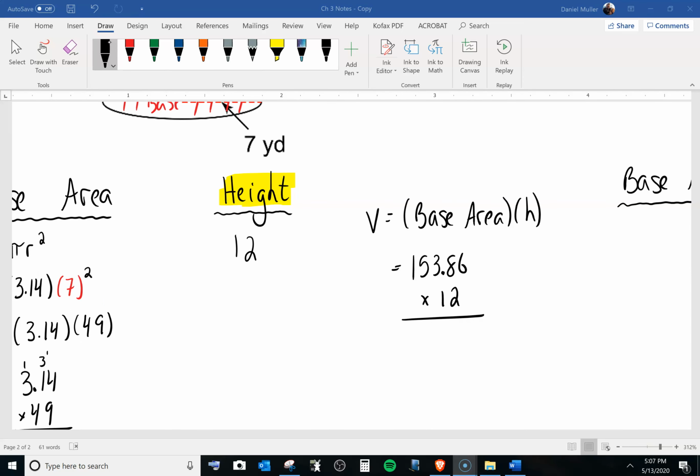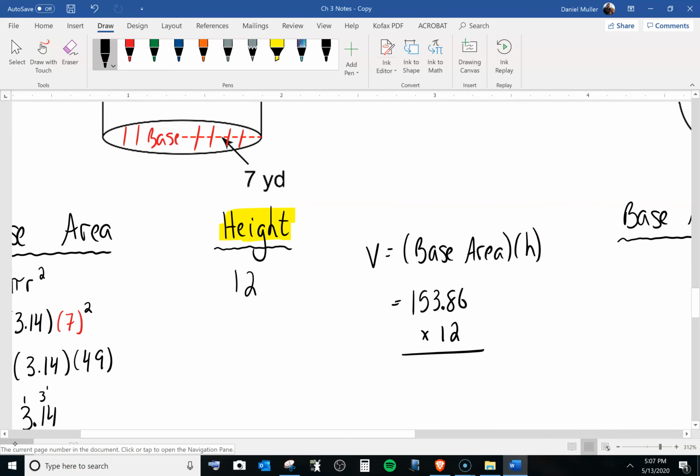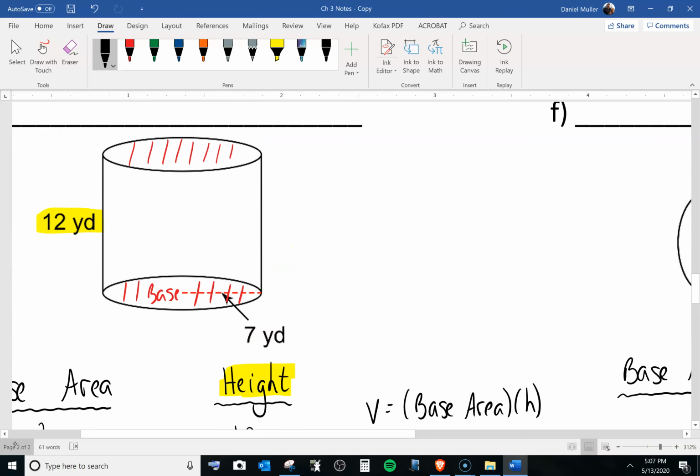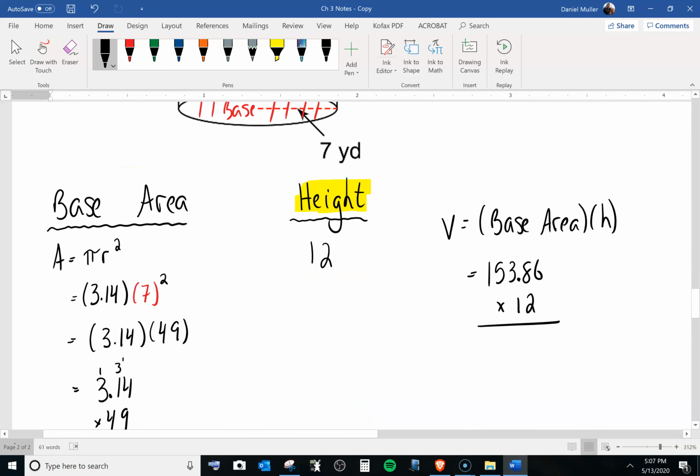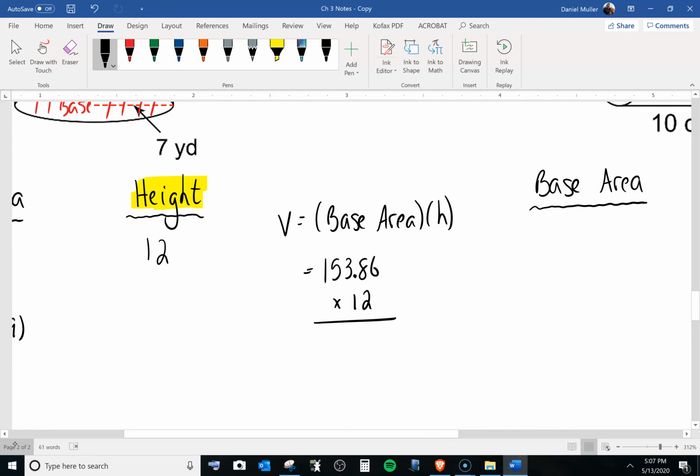Now, if this comes to a point, we'd have to divide it by 3, but it doesn't. This is a prism, and prisms always have base area times height. And the base here is a circle. I didn't do this yet, so I should maybe. This is a circle-based or a circular prism. It does not come to a point. We do not need to divide by 3. So it's just this. 2 times 6 is 12.